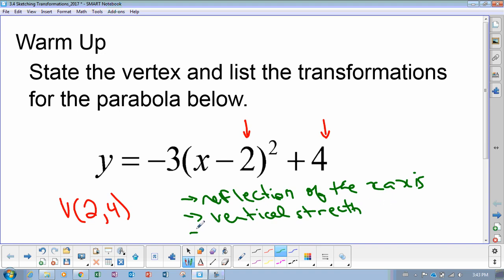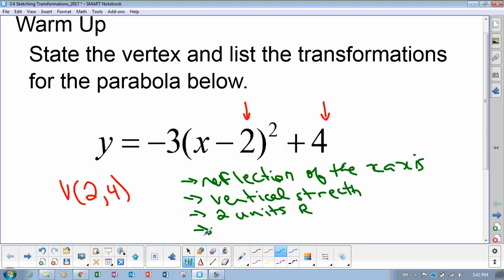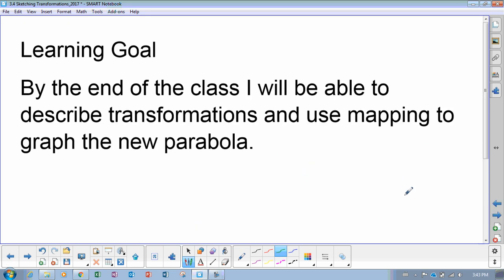So then we stated our vertex. So our vertex is 2, 4. So that means we are going 2 units right. And then the plus 4 on the end tells us we are going 4 units up. Okay, so hopefully that gets yesterday's information current in your brain. So today our learning goal is to be able to actually graph a new parabola by describing the transformations and use something called mapping to help us generate that new graph.